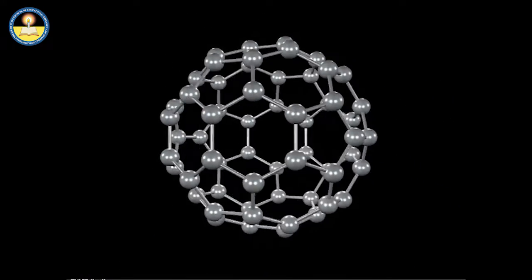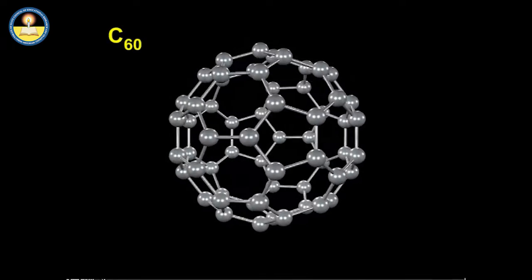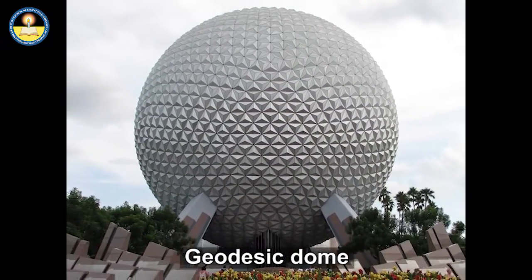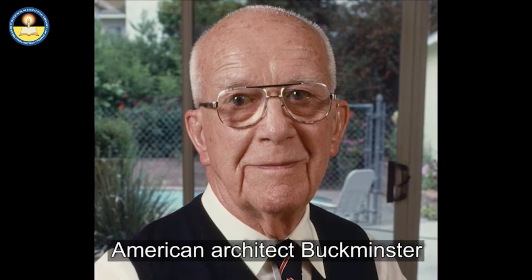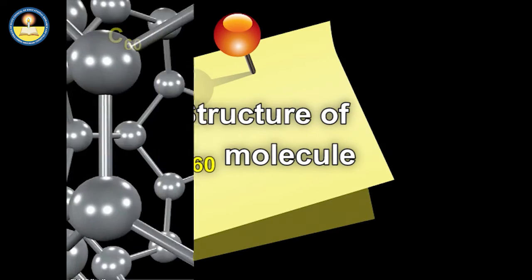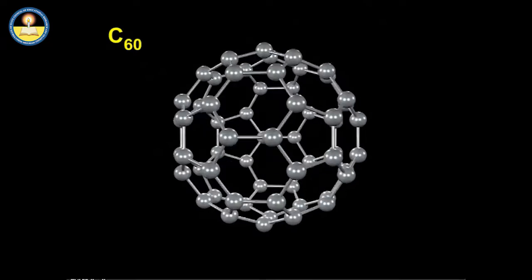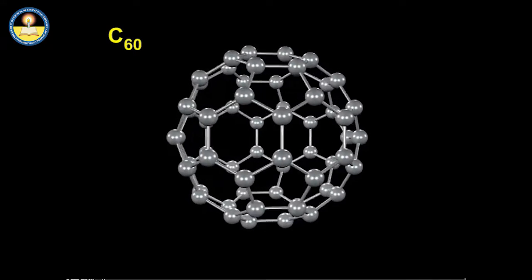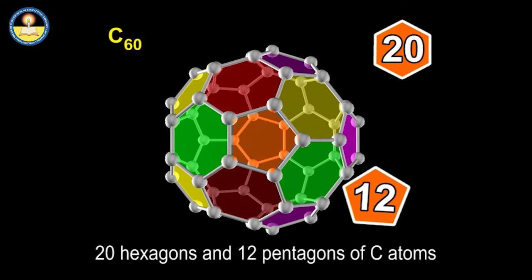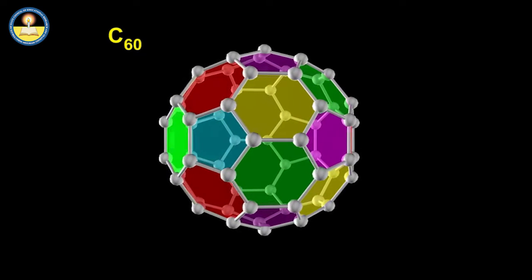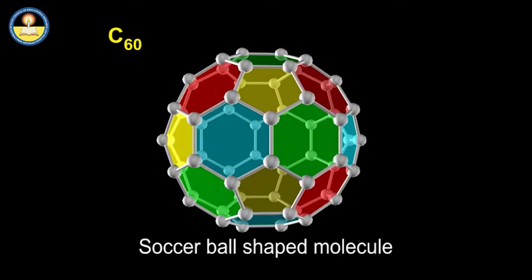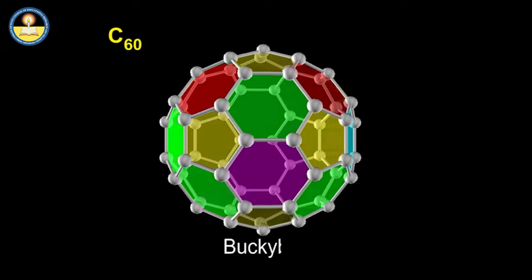The most commonly known fullerene is C60, which is named as Buckminster fullerene after the designer of the geodesic dome, an American architect, Buckminster. Structure of C60 molecule. C60 molecule has a symmetrical structure. It is a fused ring of aromatic system containing 20 hexagons and 12 pentagons of C atoms. The structure bends around and closes to form a soccer ball shaped molecule. C60 is therefore called buckyball also.